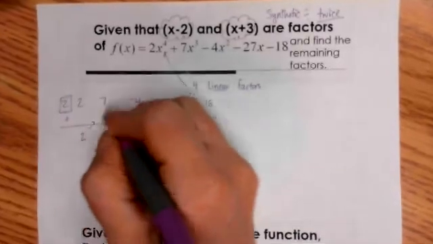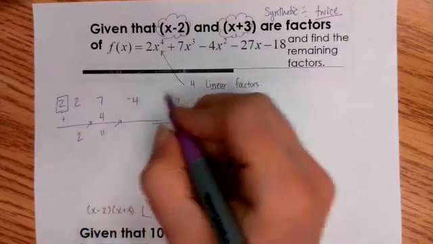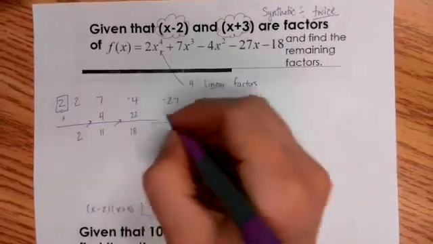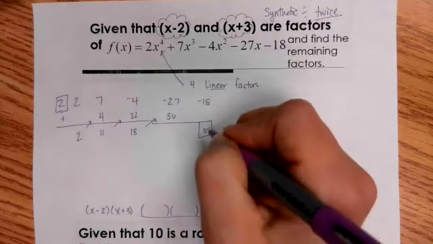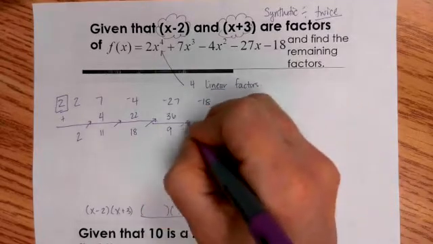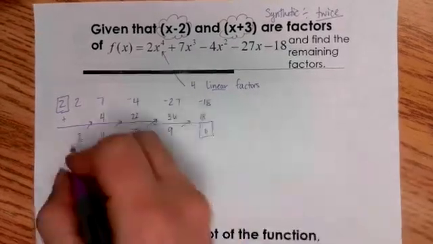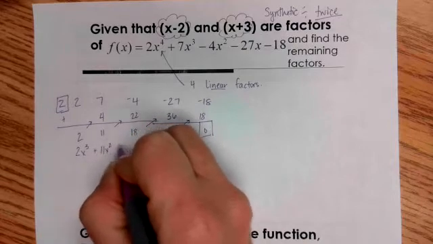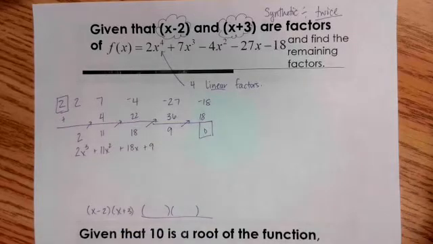Bring down my 2, times 2 is 4. Bring down 11, times 2 is 22. Bring down 18, times 2 is 36. Bring down a 9, times 2 is 18. Hey, remainder's 2. So this is 2x cubed plus 11x squared plus 18x plus 9.